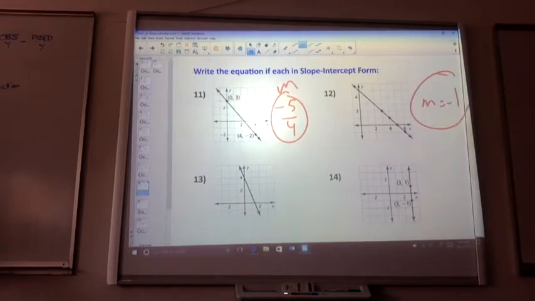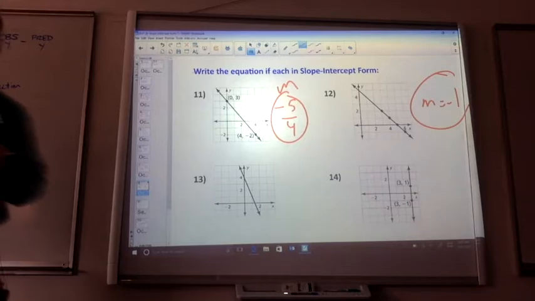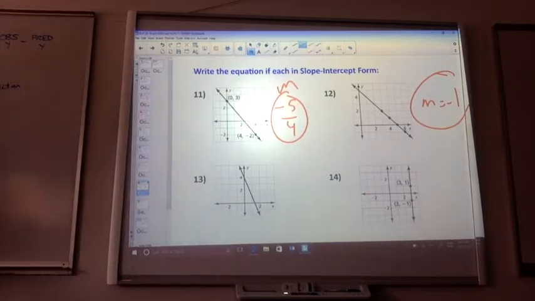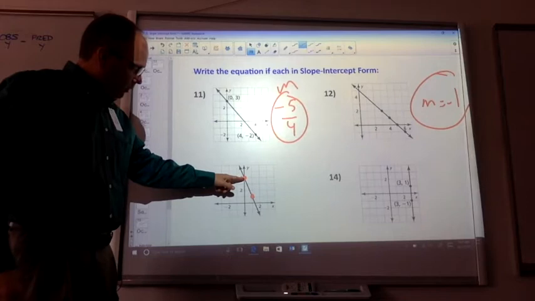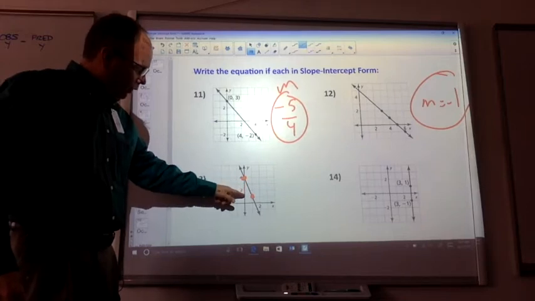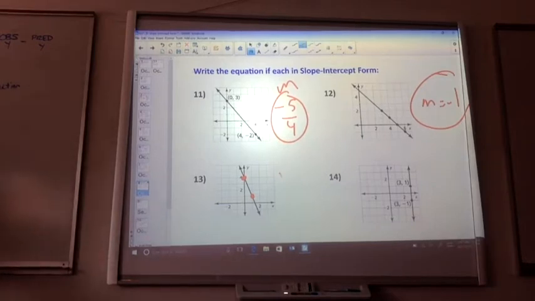Number 13, increasing or decreasing? Decreasing. So I have to find, and it says to write this in slope-intercept form. We'll get there in a second. So I have a point here, and then we have to look on the line where we can find another point right here. So let's use our counting method. It's decreasing, so it's negative. I'm going to go down 1, 2, 3, and right 1. So the slope here is negative 3 over 1, or just negative 3.